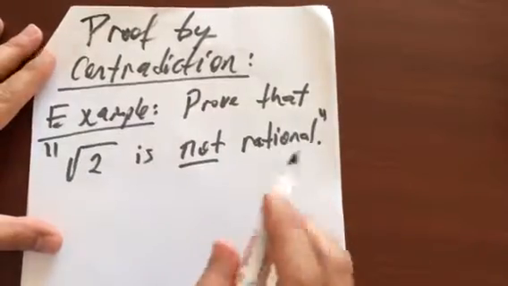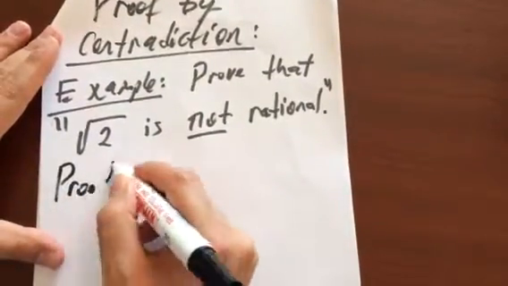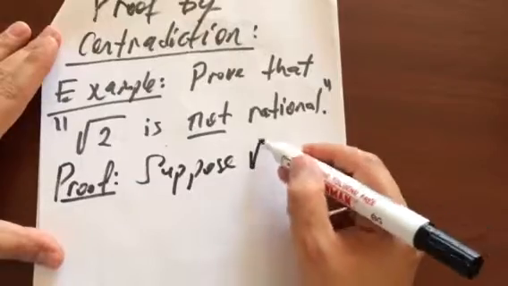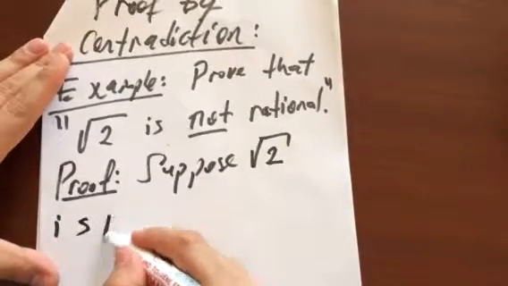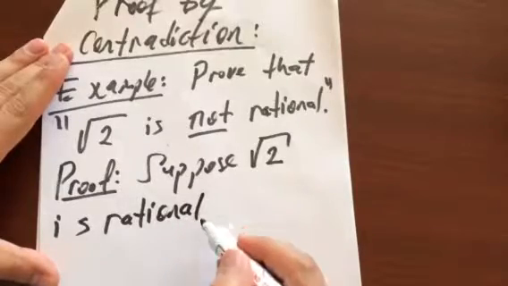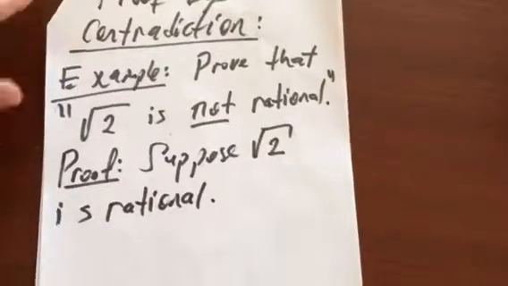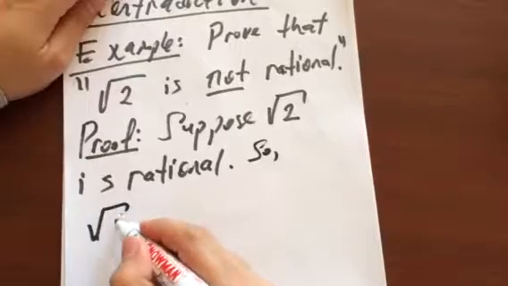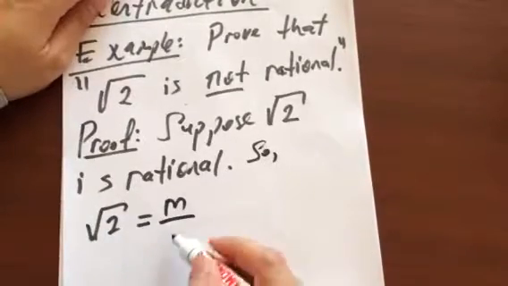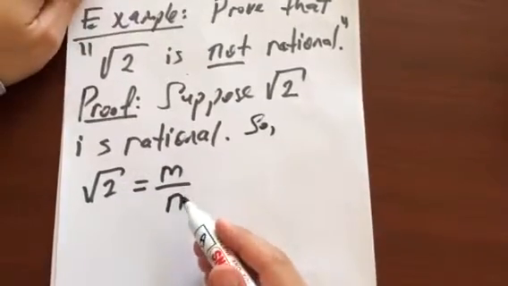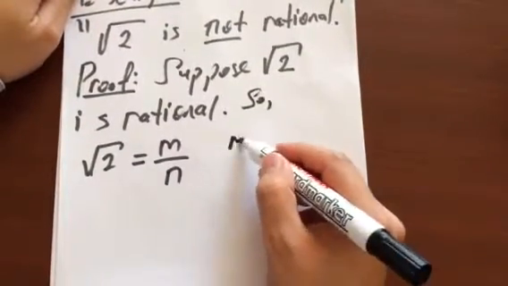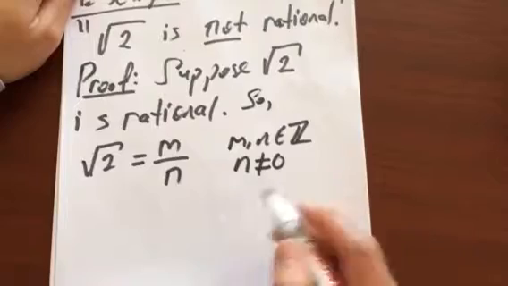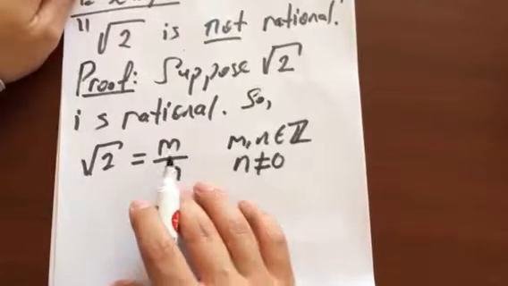So the proof starts like this. Proof: suppose that the square root of 2 is rational, which means we have the square root of 2 equal to a ratio of two integers, m and n, and of course the denominator isn't 0.